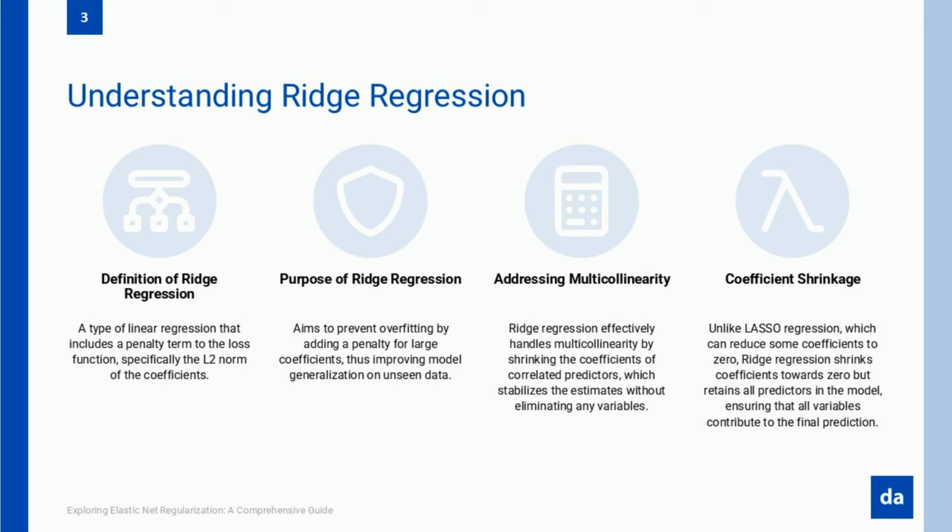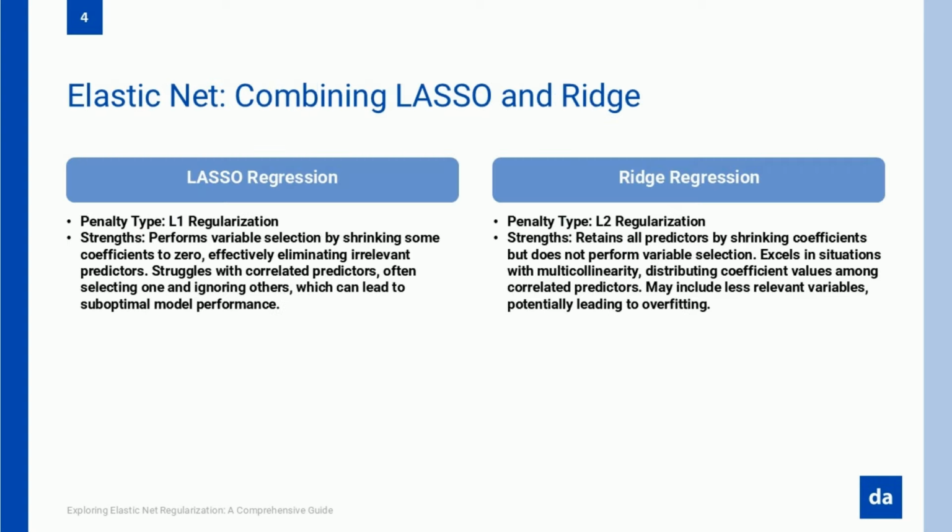And this brings us to the big question. What if we want the best of both worlds? A model that removes useless predictors like Lasso, but stabilizes correlated ones like ridge. That, my friends, is where Elastic Net comes into play. So what happens when you take ridge and Lasso and blend them into one supercharged regularization method? That's exactly what we're about to explore next. Let's keep going. All right.